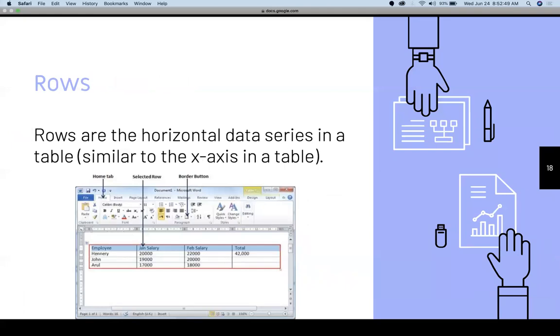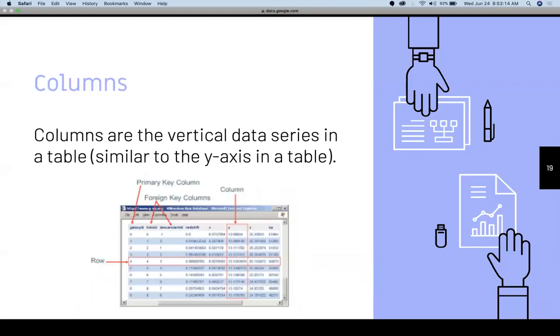So what are rows? Rows are the horizontal data series in the table. So it's similar to the x-axis, right? Those rows go left to right, while a column goes up and down. The columns are the vertical data series in a table. Right, so that picture shows us both the column and the row, and the intersection of the column and row. The row goes left to right, that horizontal data series, while the column is vertical, up and down, north and south.